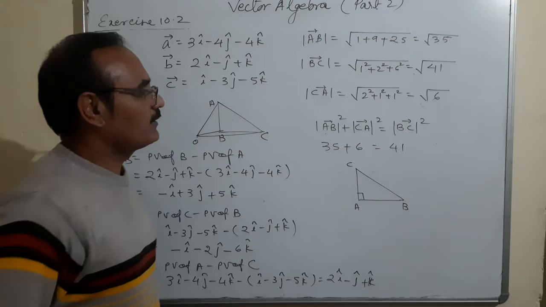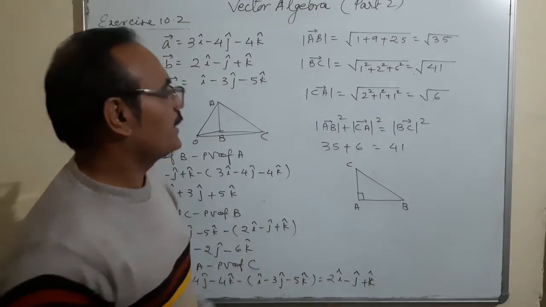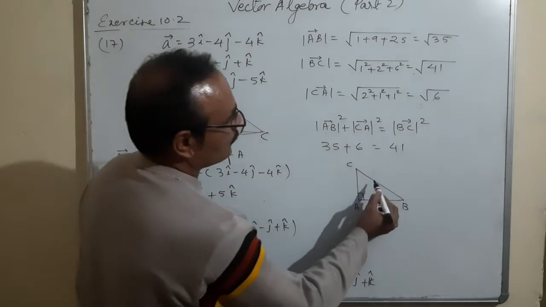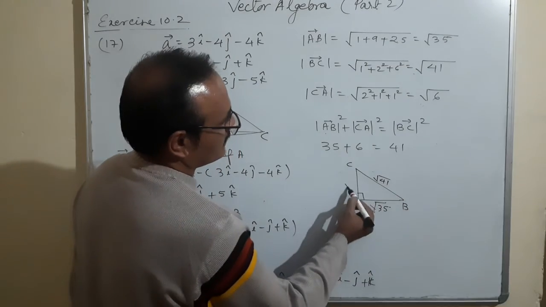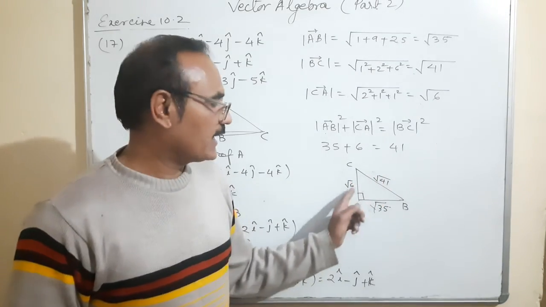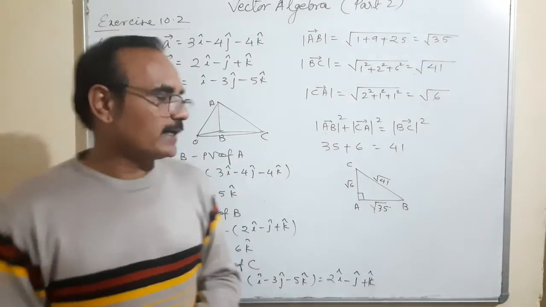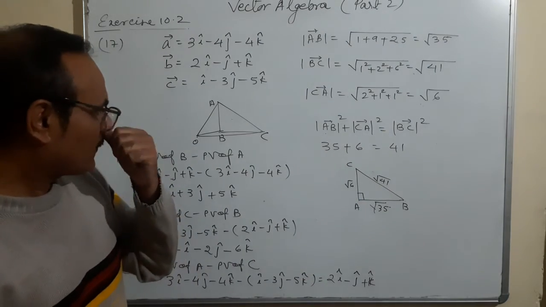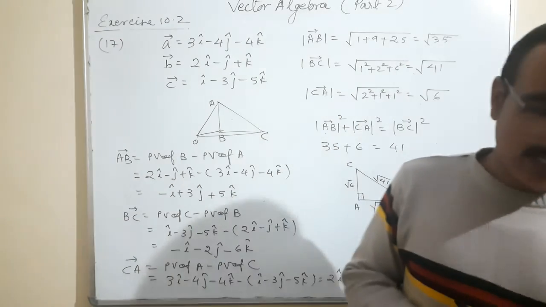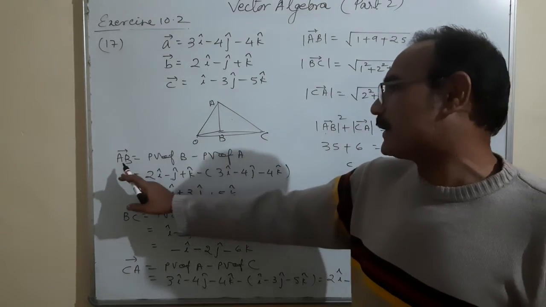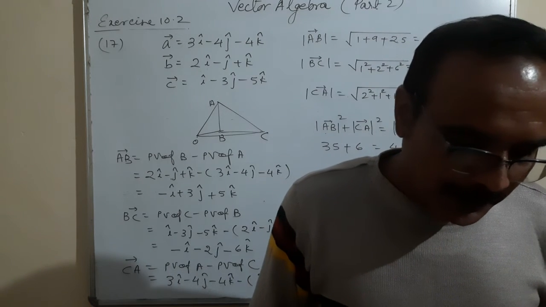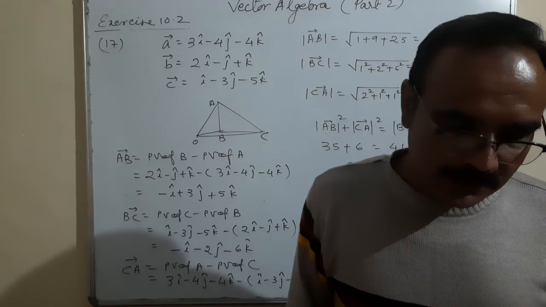This is the clear picture. See, AB is under root 35, BC under root 41, and AC is under root 6. Because BC is the hypotenuse, its opposite angle is the right angle. So yes, it is a right angle triangle, with the right angle at A. Okay, got it? So this is an important question also. I hope you have understood it. Because the position vectors are given for A, B, C, we take OA, OB, OC, like AB is position vector of B minus position vector of A.